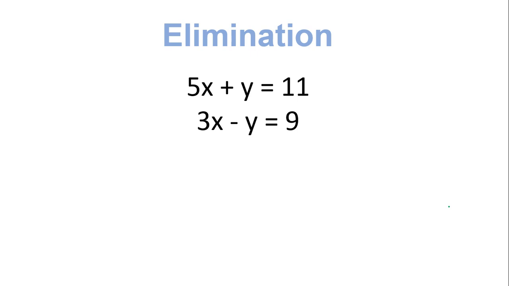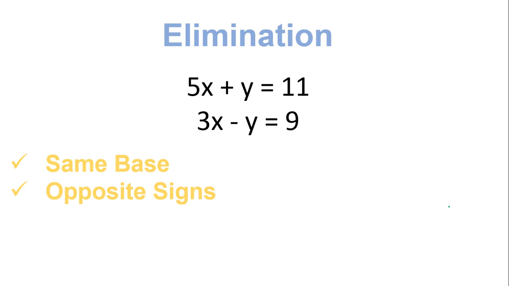When we're dealing with substitution, we just isolate one of the variables and then we put that one in the other equation and then figure it out. Elimination is a slightly different way. For elimination, there are two steps. First, you need to see that we have the same base. And the second is that we are supposed to have opposite signs. What do I mean by same base? Base is basically the number that is attached to the variable. For example, in 5x, 5 is my base and x is the variable.